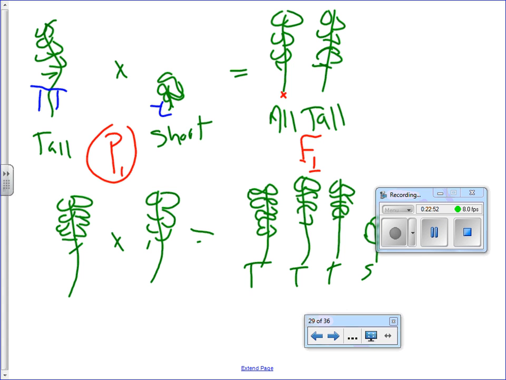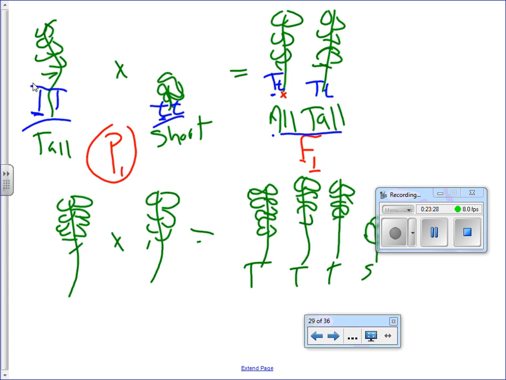Big T, big T, right? And this one is purebred short. Little t, little t. So if these plants get one allele from dad and one allele from mom, what do they have? A big T and a little t. And that's the only choice they can have, because they have to get a big T from this parent and a little t from this parent. But are they going to be tall or short? Tall, because tall is dominant. That kind of makes sense?